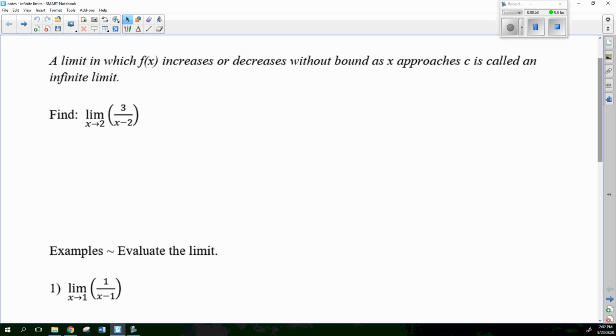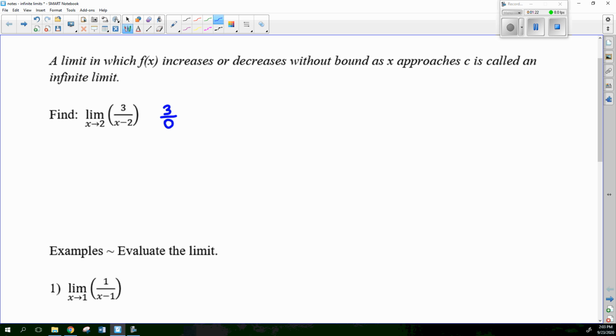All right, so I want us to start off with a basic limit. It says the limit as x approaches 2 of 3 over x minus 2. Just like with any other limit, you really should start with direct substitution. But this time that would give us 3 over 0, okay? And so that's still an issue, but it's not the same type of problem like 0 over 0.